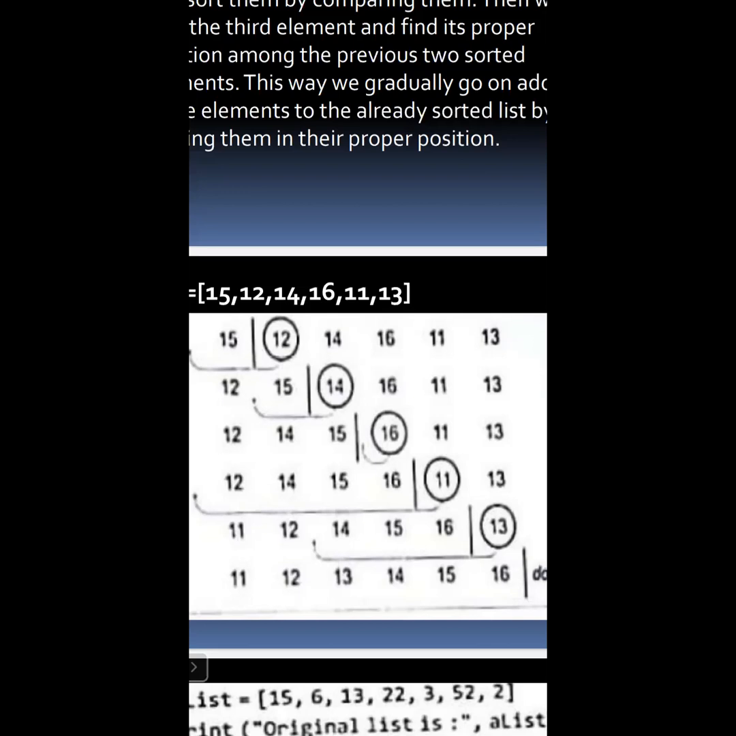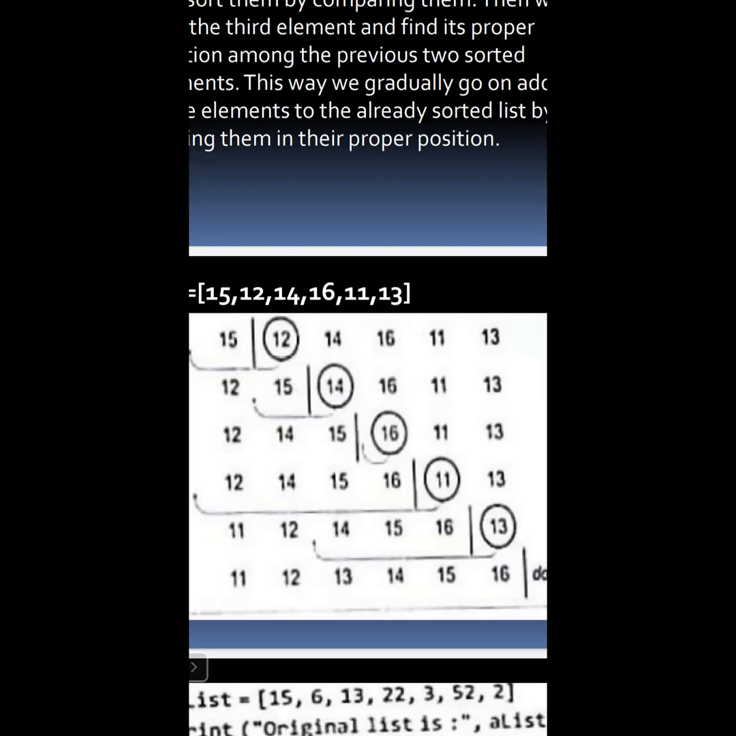Again, 11 will be compared with what? What is the previous element of 15? 14. That is, 11 will compare with the 14. Condition true or false? 11 lesser than 14. Yes, exactly. Now it will be swapped.